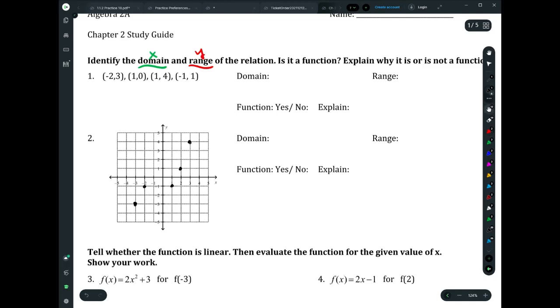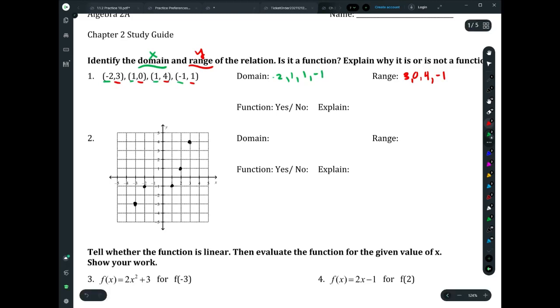Seeing things as ordered pairs, we have range values of 3, 0, 4, and -1 for this first one. And our domain values are -2, 1, 4, 1, and -1. You don't have to repeat the ones if you don't want to.